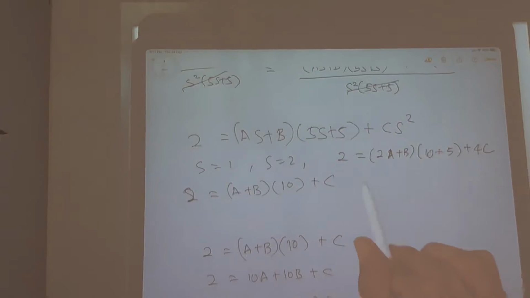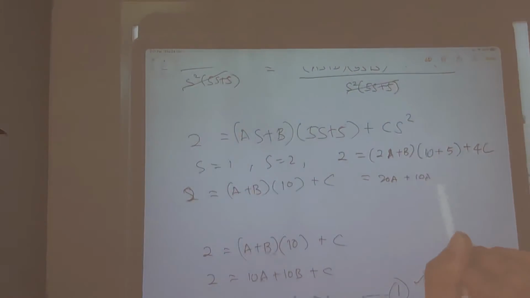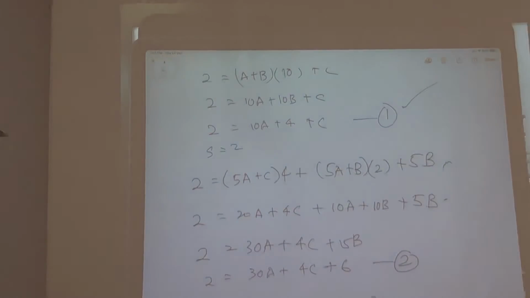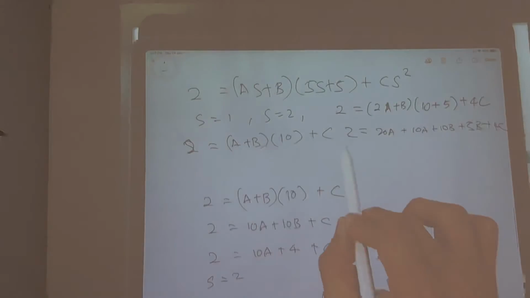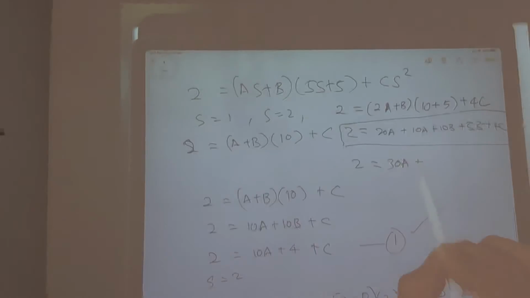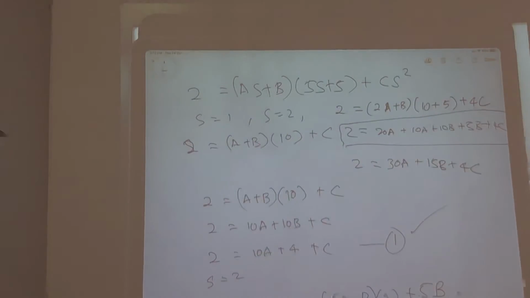Correct. Then this one becomes 20a plus 10a plus 10b plus 5b plus 4c, 2, correct? And this is the second one I have, correct? This is my second one. And 2 equal to, this is 30a plus 15b plus 4c, correct? 5a, why I sub s equal to 2 already, man? Is there any mistake?